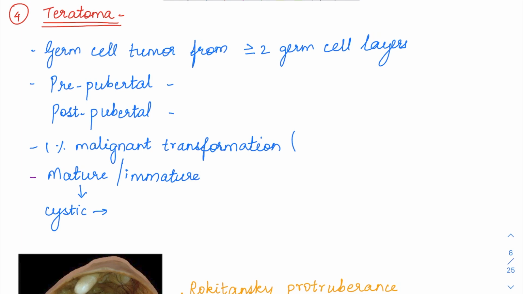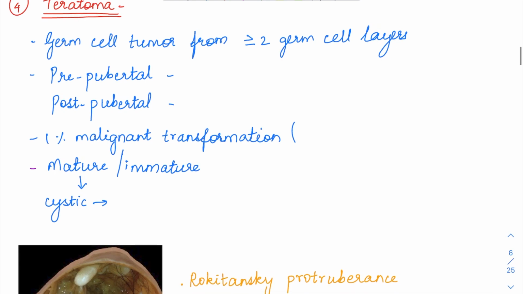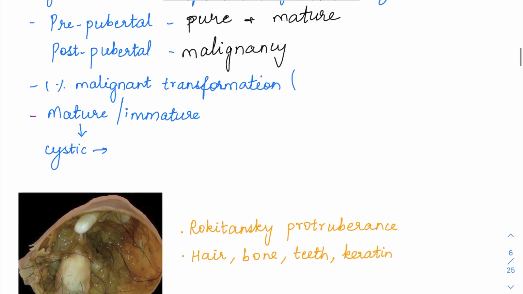Teratoma we are all familiar with. It is a germ cell tumor which arises from two or more germ cell layers. So at least two germ cell layers, derivatives from those should be there. It can happen either as a prepubertal or a postpubertal tumor. In the prepubertal age group, it usually comes as a pure tumor. That is, there will be no mixed germ cell component. It comes as a pure teratoma, and it is usually a mature teratoma. While in a postpubertal male, if there is a testicular teratoma, it is usually malignant. So unless otherwise proved, it is considered malignant.